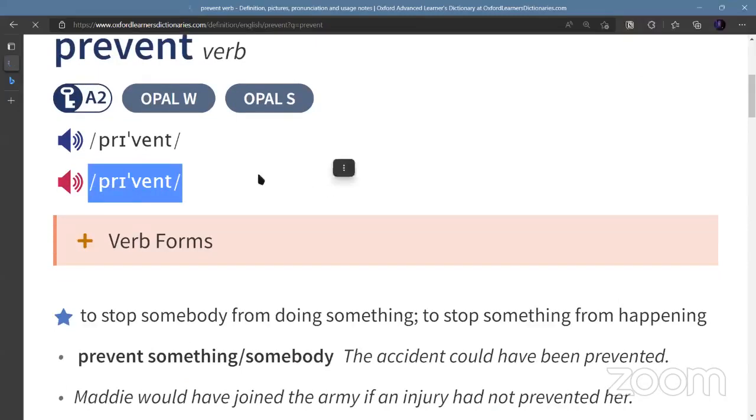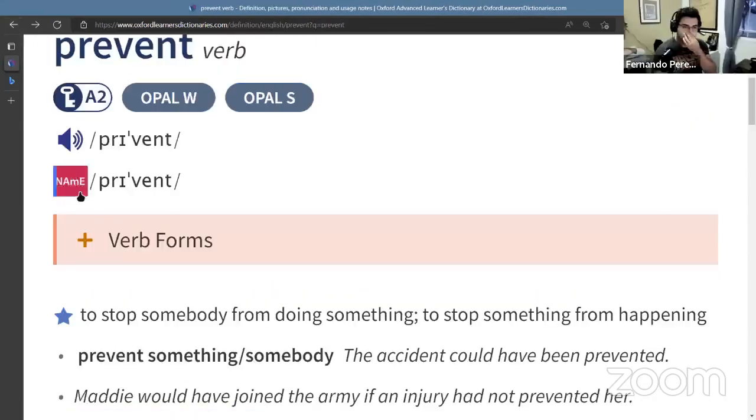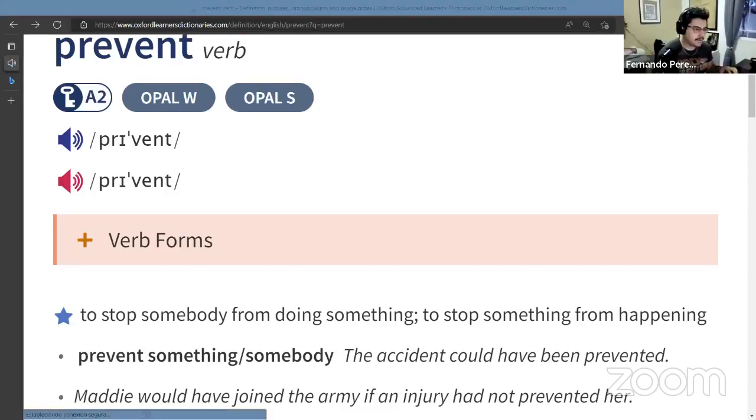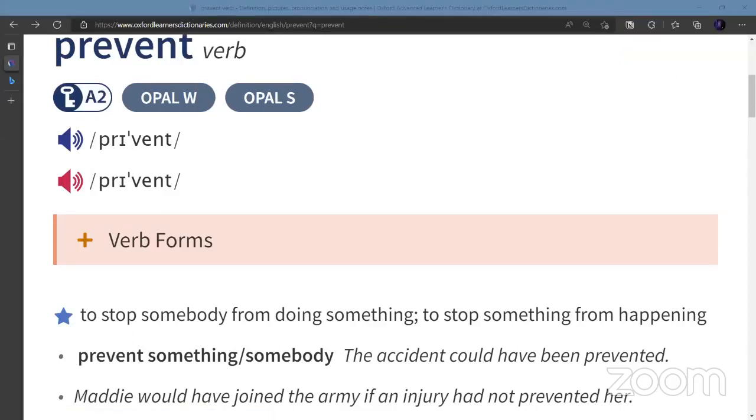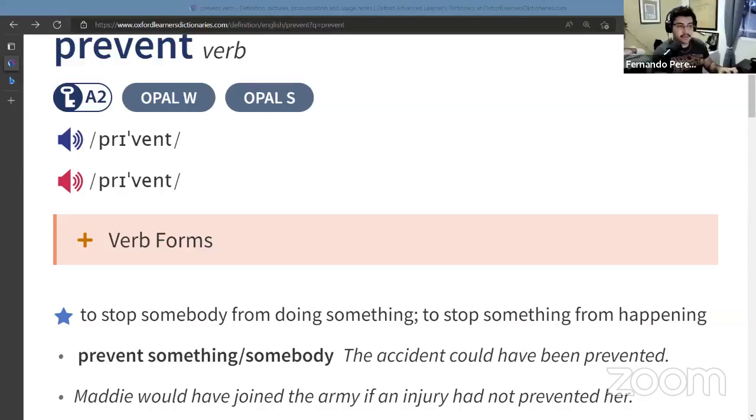So Isra, help me with the next one. It's prevent. Yeah, very good. Prevent: to stop somebody from doing something, to stop something from happening. Prevent something. The accident could have been prevented. Easy, no? It's a verb. We're talking about stopping a problem, right? Can you give me an example with the word prevent?